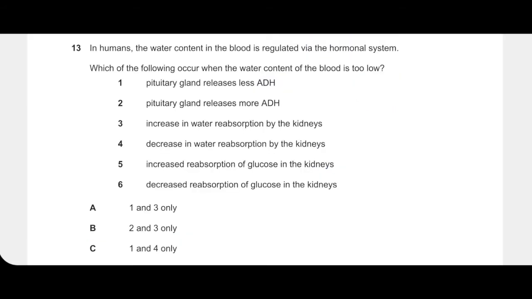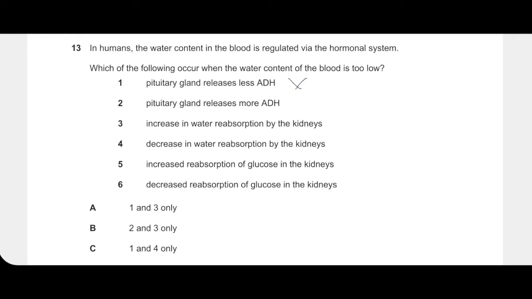Question number 13. In humans, the water content in the blood is regulated via the hormonal system. Which of the following occur when the water content of the blood is too low? And they've given 6 statements for us to determine whether they're true or false. So let's begin. Statement number 1: Pituitary gland releases less ADH. This is incorrect. ADH increases the amount of water reabsorbed in the kidneys. Therefore, when the water content is too low, the ADH production will increase, so more water is absorbed in the kidneys. So let's give that a fat cross.